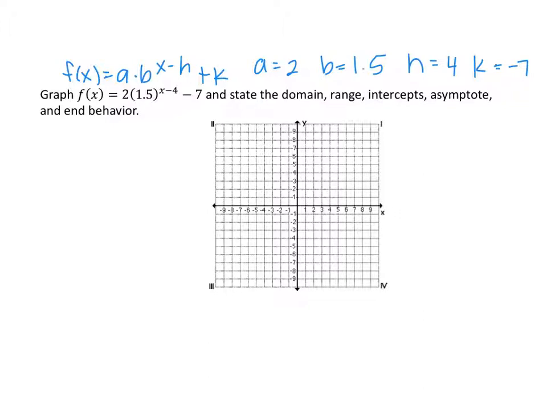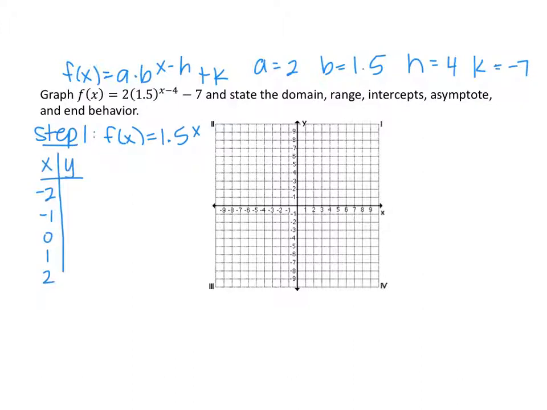So before we look at a, h, and k, we want to make a little table and graph b to the x, which is 1.5 to the x. Okay, so I made a table, and I'm going to plug in -2, -1, 0, 1, and 2 into 1.5 to the x. So I plug in -2, 1.5 to the -2, so I could just put that in the calculator. It's about 0.4 repeating. I really just need one decimal place. I'm just trying to get a point that I can graph.